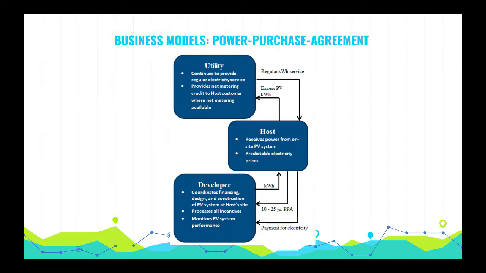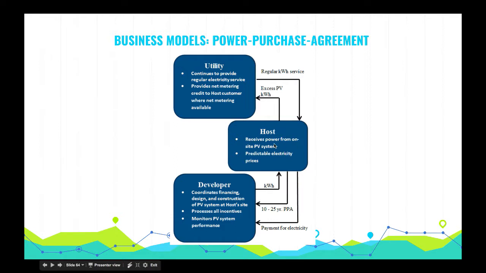Furthering on, the model of the power purchase agreement works like this. It really requires three key players within that model: the developer, the host, and the utility. The developer is the person who coordinates the financing, design, and construction of the PV system at the host's location. So in this case, Tom's company, they're the developer. They process all the incentives and they operate and monitor the PV system's performance. So they are the ones setting up the electricity and making sure it generates. In kilowatt hours, that electricity is going to the host.